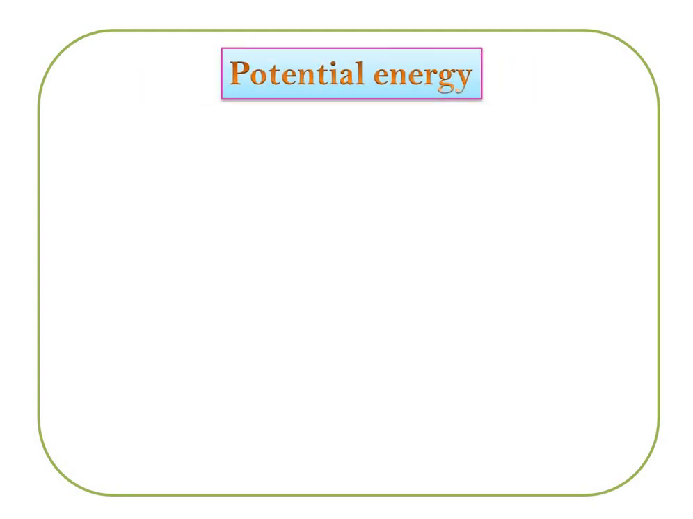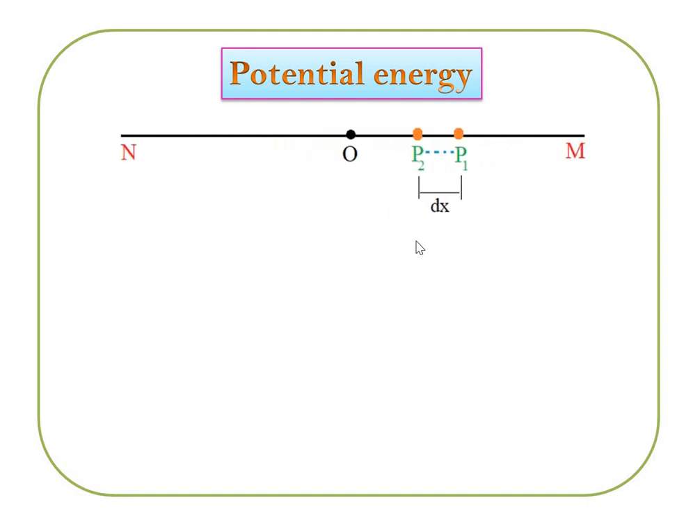The second point is the potential energy. Let's see the diagram. Suppose a particle is displaced from P1 to P2 through a small displacement delta x against the restoring force. The restoring force has the formula F equals minus k x. The work done dW equals force into displacement, so dW equals minus F dx. Putting these values in this equation, we get the new format of the work done: dW equals k x dx.